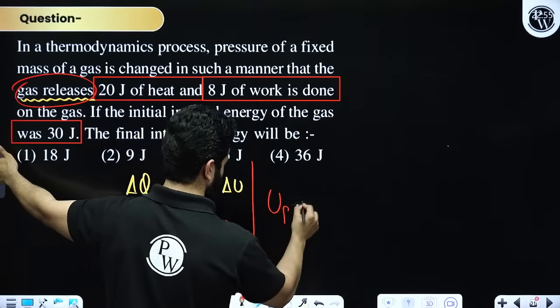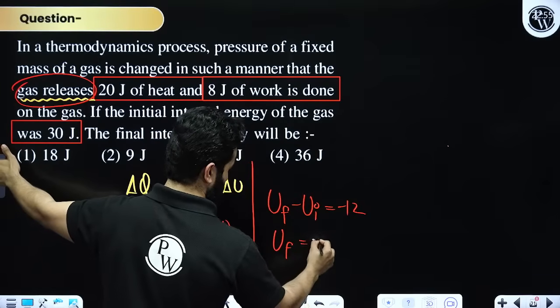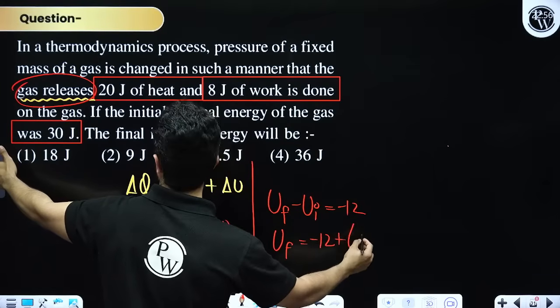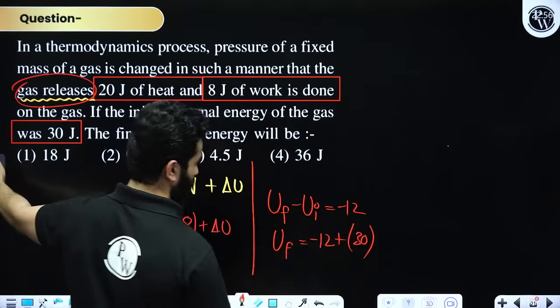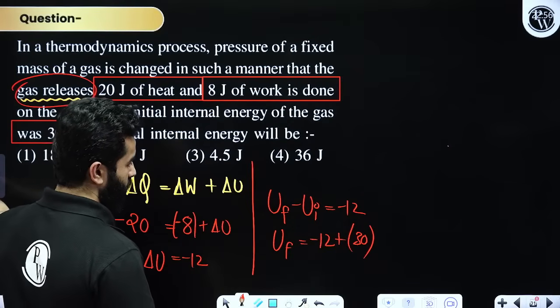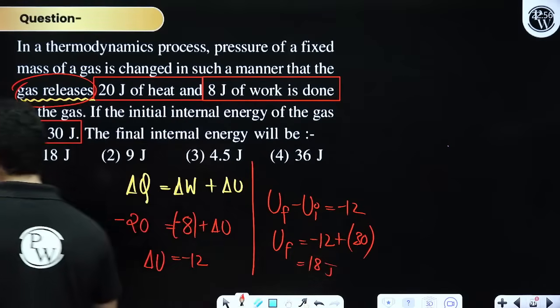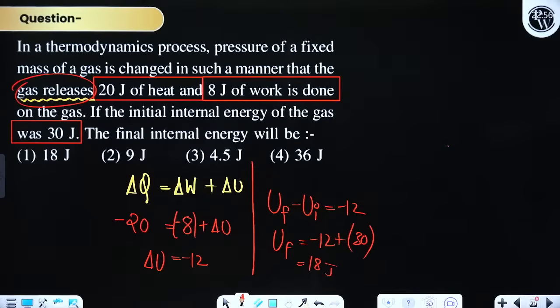So delta U will be minus 12, and UF minus UI equals minus 12, so UF will be equal to minus 12 plus 30. So it's going to be 18 joule, the correct answer. Work done on the gas is 8. Something is wrong.